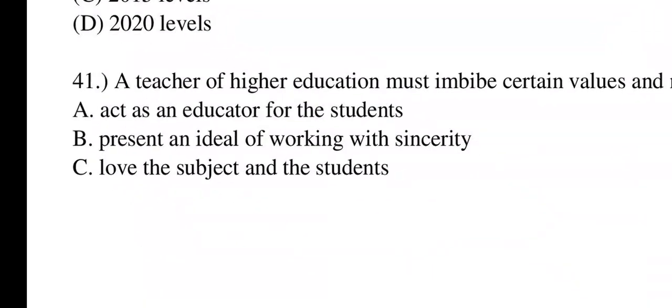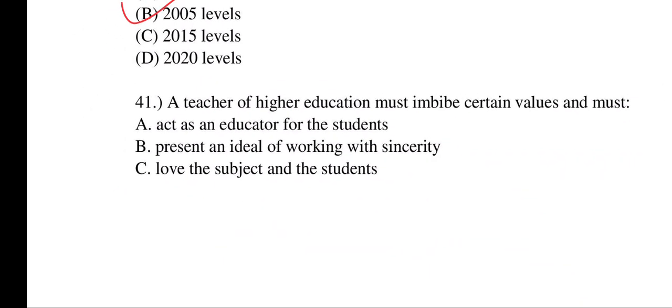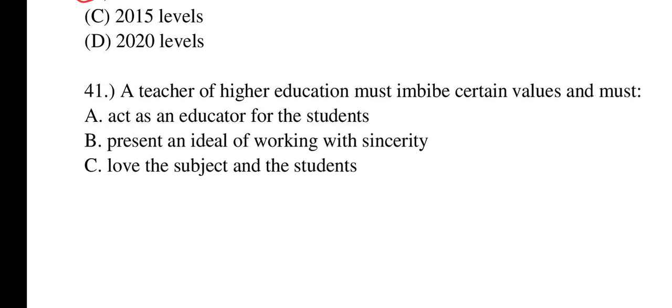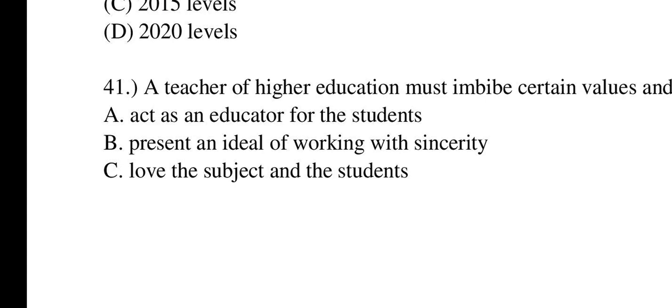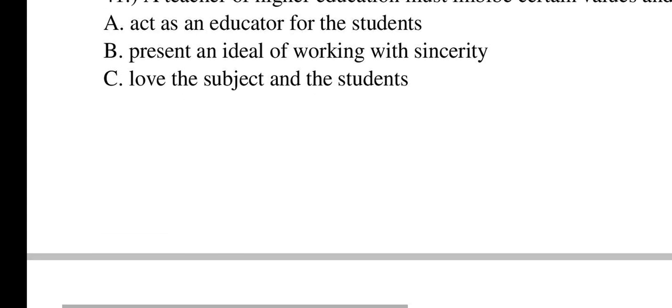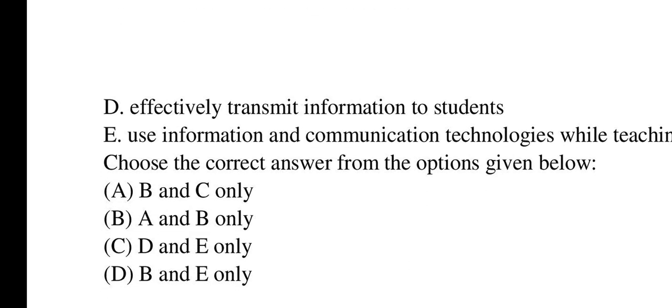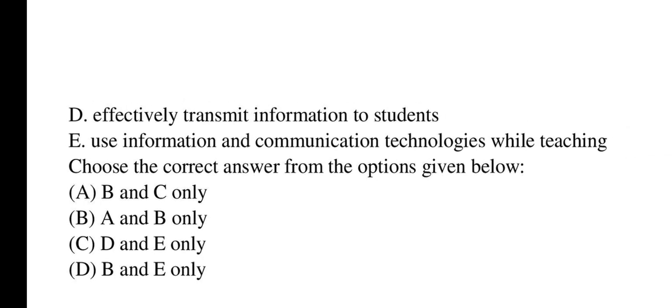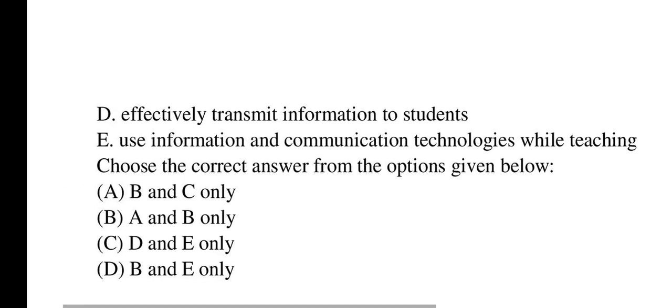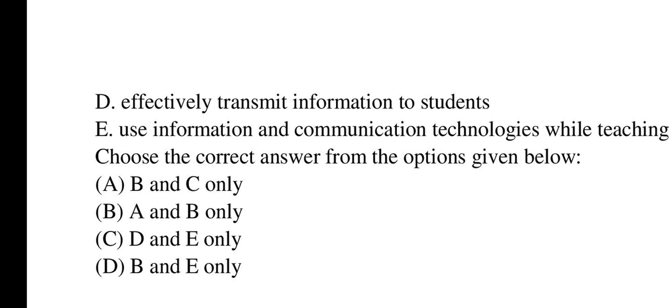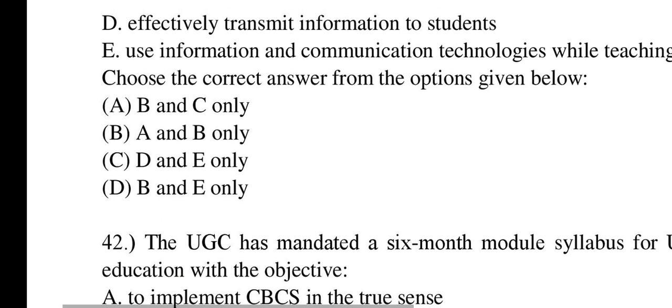41 says, a teacher of higher education must imbibe certain values and must: A, act as an educator for the students; B, be present and ideal, working with sincerity; C, love the subject and the students; D, effectively transmit information to students; E, use information and communication technologies while teaching. Choose the correct answer from the options given below. So 41, the correct option for this question will be number A, B, and C.